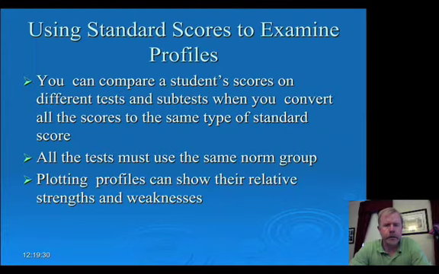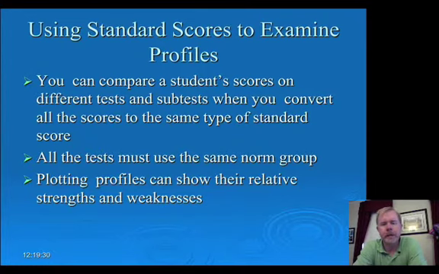The use of standard scores is particularly valuable in examining student profiles of performance. You can compare a student's scores across different kinds of tests and subtests if they all generate standard scores. Now, this is, of course, with a limitation of saying that the norm group by which they're being compared may be slightly different across these tests. But it still gives us a useful benchmark to look at how well the student is doing overall.